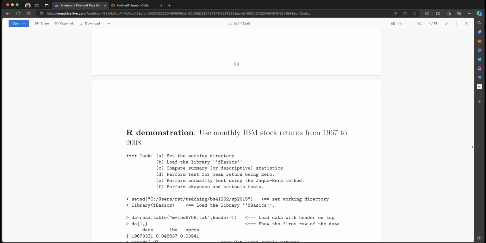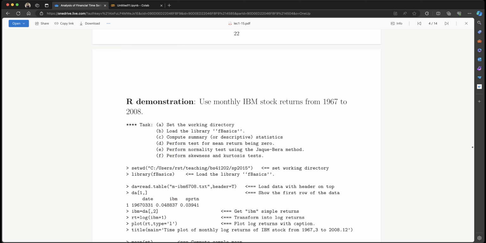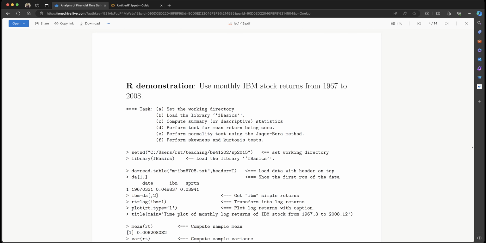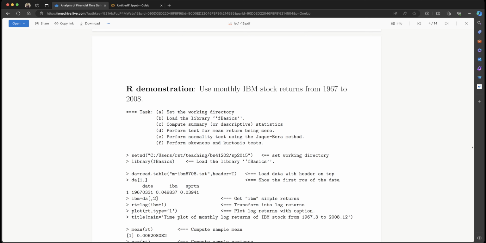Okay, R implementation. This is an R implementation, but we don't use R. Instead we use Python. Of course you can use R. R is a free open source program, so you can always use R. But in this class we use Python.